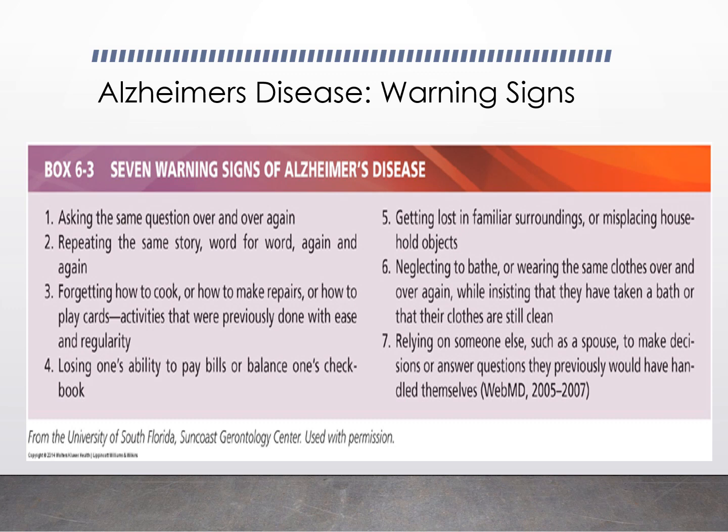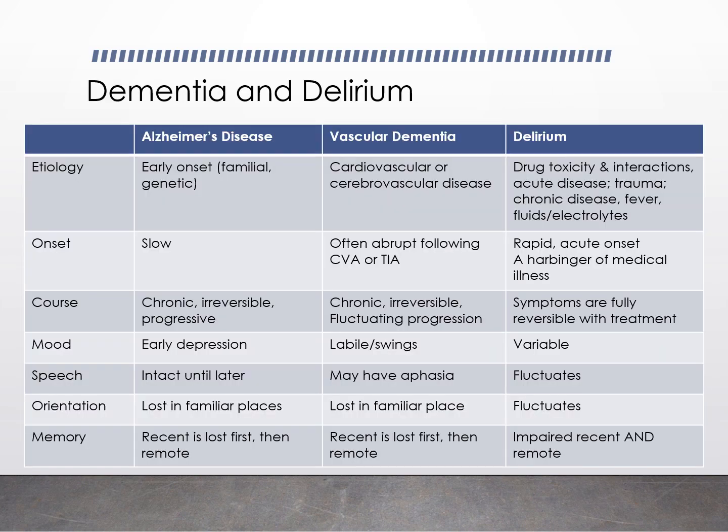Here's another table for Alzheimer's with the warning signs for Alzheimer's if you're identifying that for someone. The Dementia and Delirium Table 6-1, and this compares Alzheimer's to dementia to delirium. Now, delirium is related to a situation. It's an acute onset of a medical problem. And we assume once the medical problem is fixed, then those symptoms will go away.